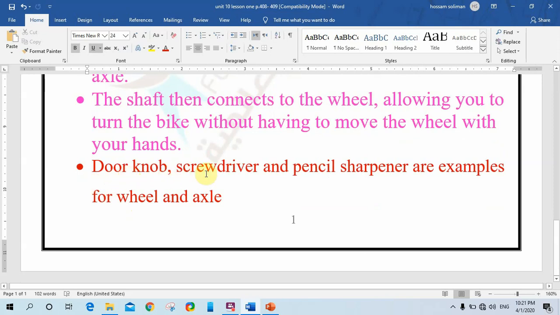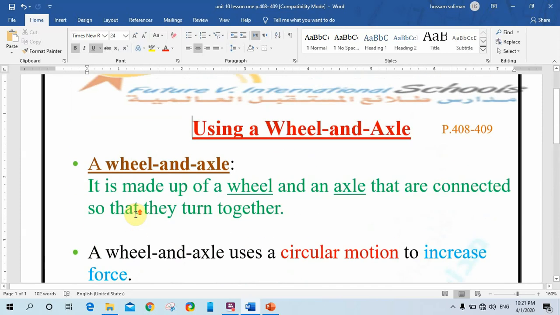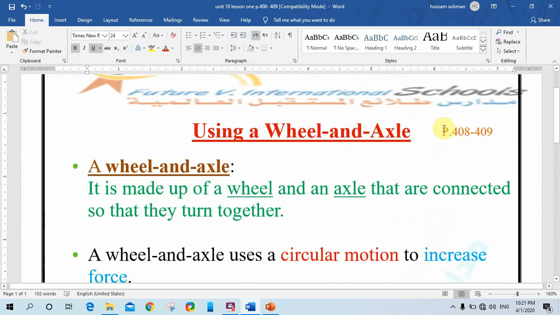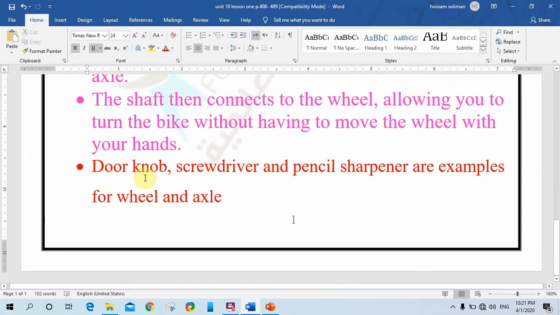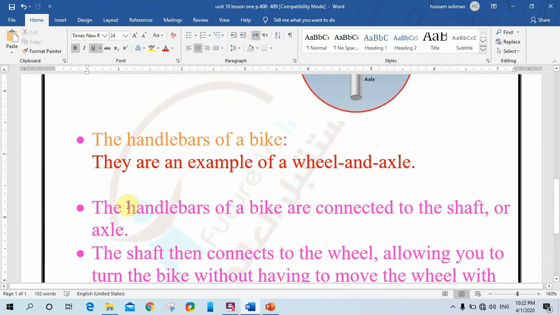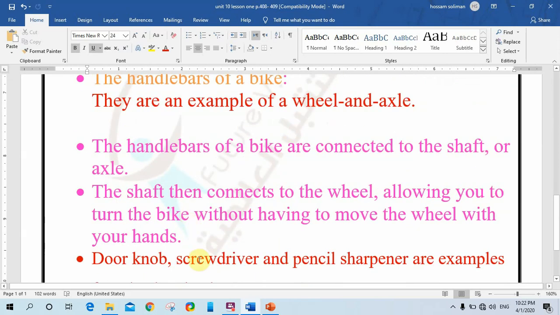Doorknob, screwdriver, and pencil sharpener are examples of wheel and axle. You can read this part of the lesson from your book, page 408 and 409, to see the pictures of the doorknob and the pencil sharpener, also the handlebars of the bicycle.